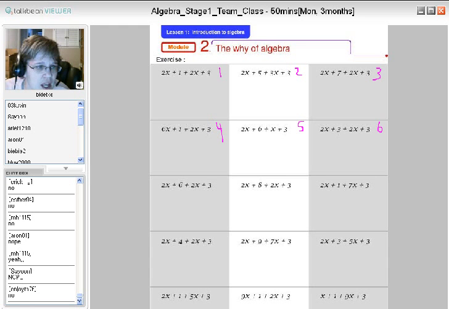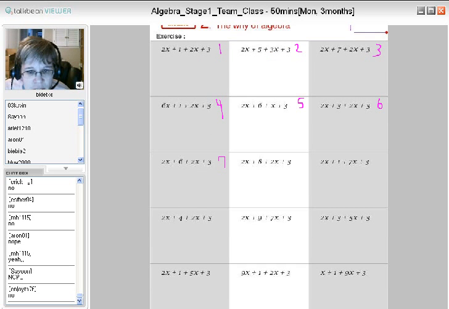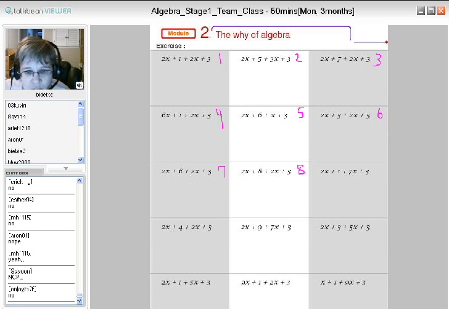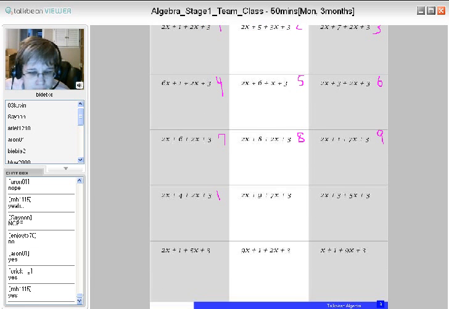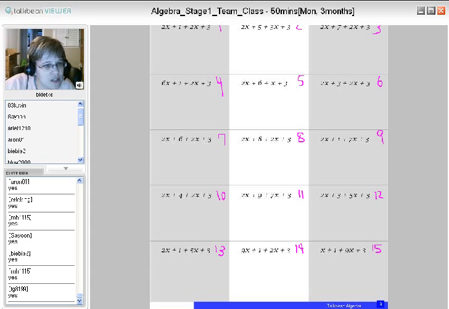So beside your name, in the box on the left-hand side, you should see a number. Does everybody see a number beside their name? It's going to be a number from 1 to 15. Anybody not see their number?